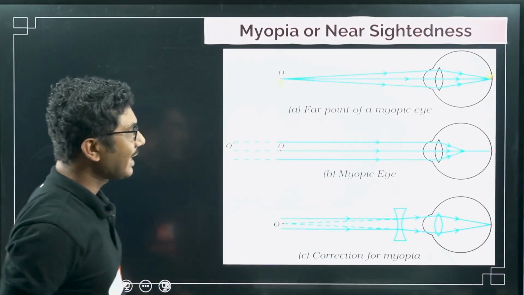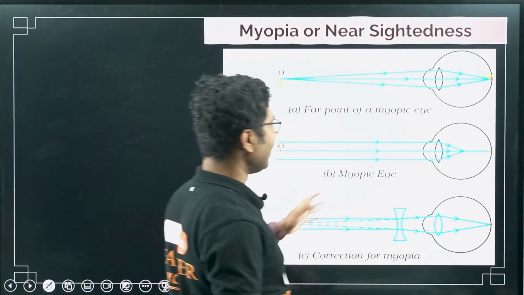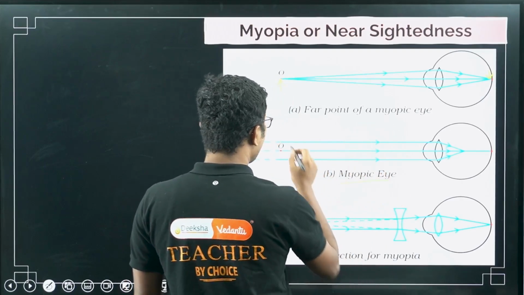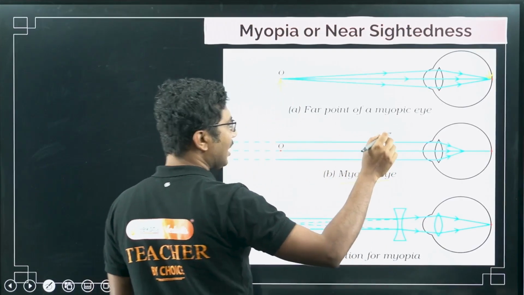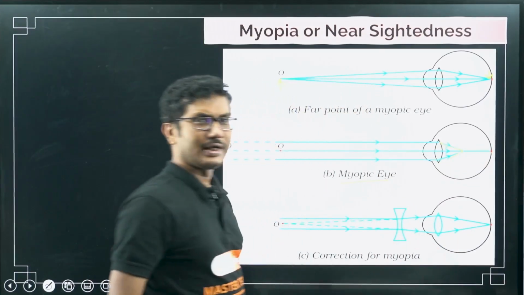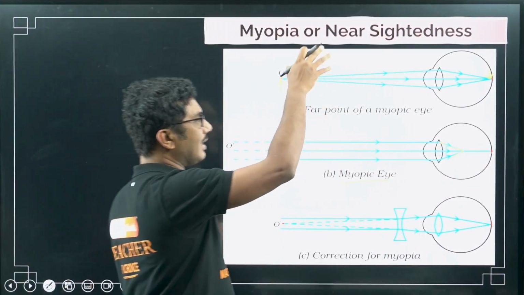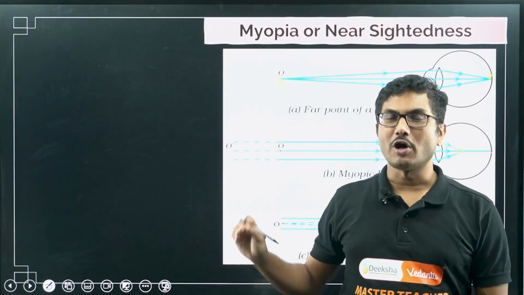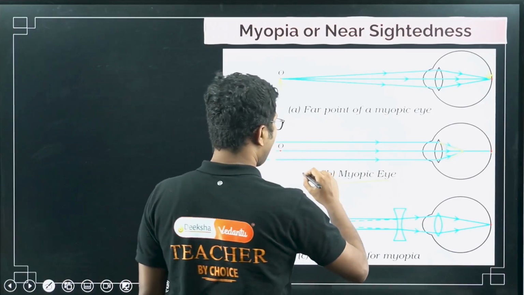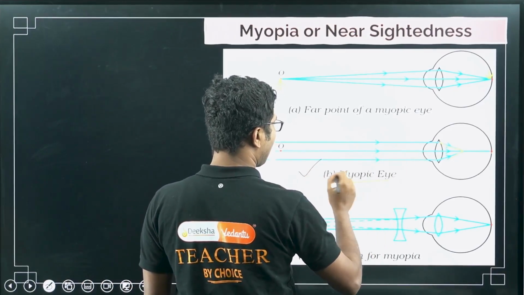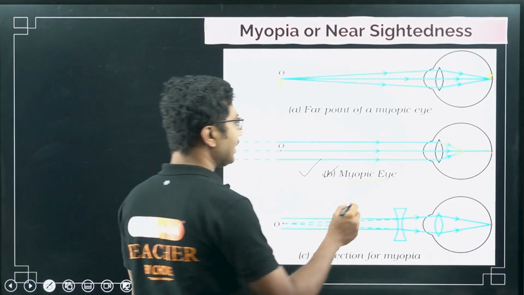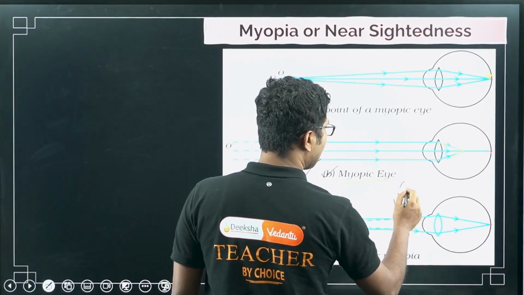This is the far point of the myopic eye. For objects which are very far away, what is happening? They are getting focused even before they reach the retina. So this is the defective eye. If they ask you to draw a diagram for a myopic eye, you have to draw this diagram. This is the most important diagram, the myopic eye. And how to correct it? To correct it, we will use a concave lens.